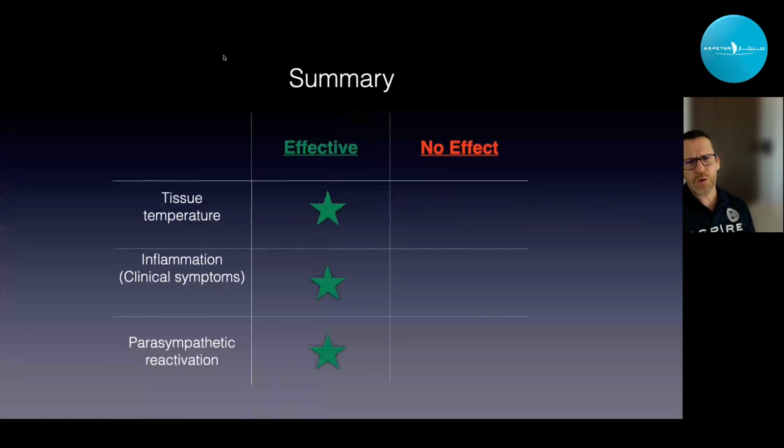So if we try to summarize that, really what we're seeing with cooling is some significant changes in tissue temperature. We're seeing some more systemic inflammatory changes such as swelling and reduced delayed onset muscle soreness, and we're seeing some alterations in the nervous system that would come together collectively to maybe offer some insights into why we see some enhanced recovery in terms of performance with cold water immersion.